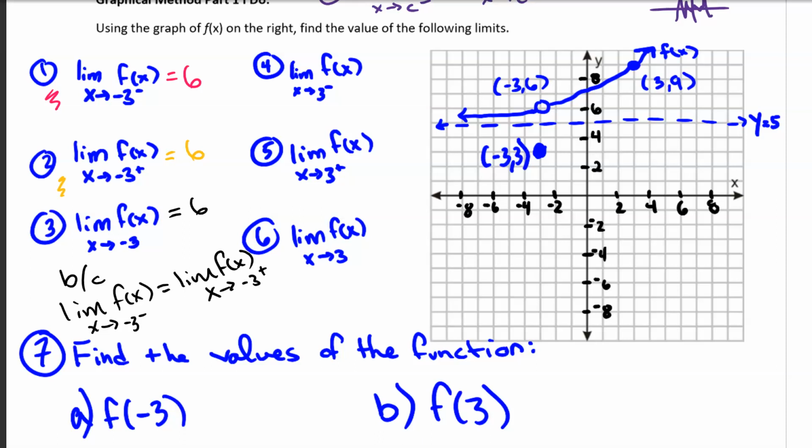All right, same idea. Let's look at then limit as x approaches 3. So from the left, we come in and we're hitting that 9 as our y value. From the right, we come in and we're also approaching 9. So overall, our limit is 9, and that's because the limit as x approaches 3 from the left is equal to the limit as x approaches 3 from the right.